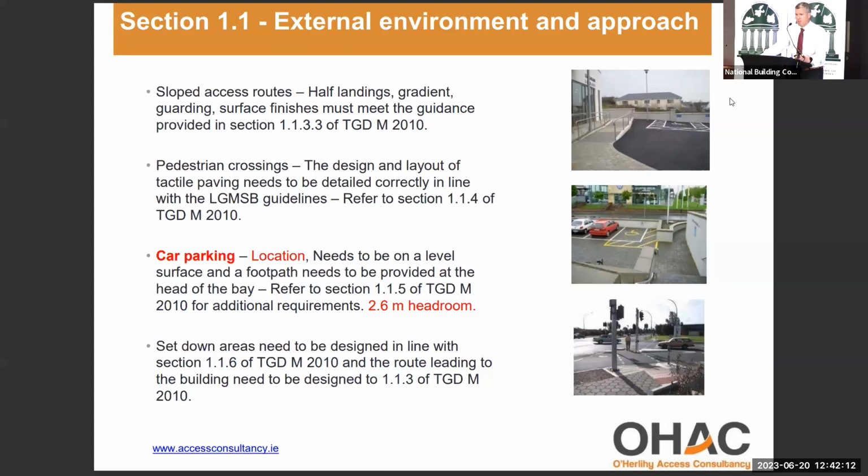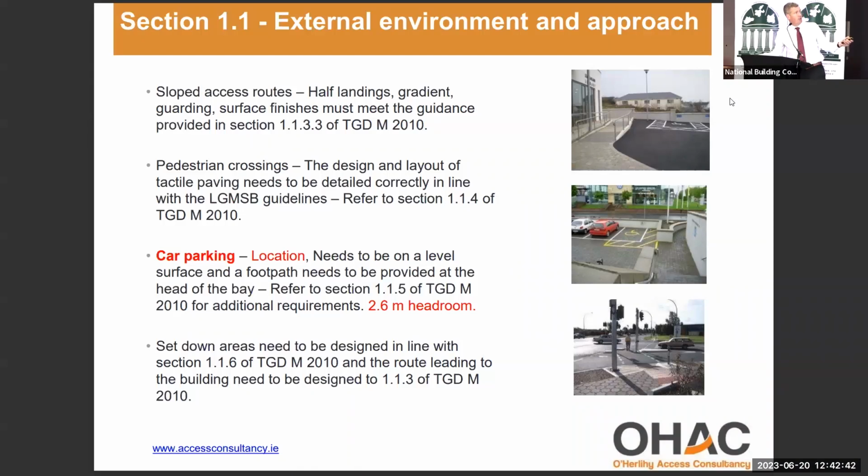And often something people forget about is that in section 1.1.6 of TGD M, it states that if there's a road leading to a building, you must provide a set down area. So set down areas need to be provided where there's a road leading to the building. Other things like slope access routes where your half landings need to be correctly designed and need to be a level surface of 1:50 or less steep, and things like surface finishes need to be slip resistant in accordance with the British standard and so on.